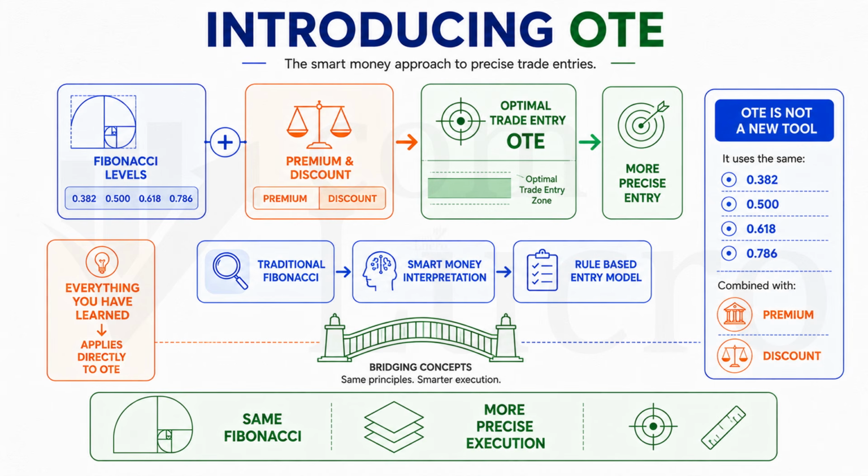What is powerful is that OTE is not really a new tool at all. It is built on the very same levels we just covered, combined with the premium and discount idea we just explored. And because we've used the decimal notation from the very beginning, everything you already know carries straight over. So let's see exactly how the smart money side uses Fibonacci to define its optimal entry.